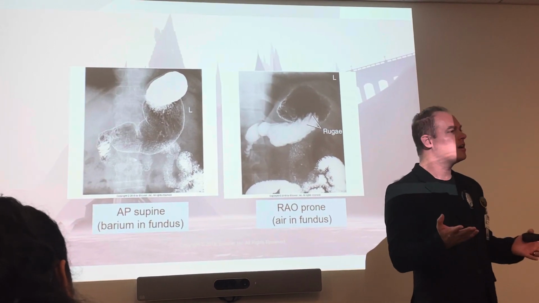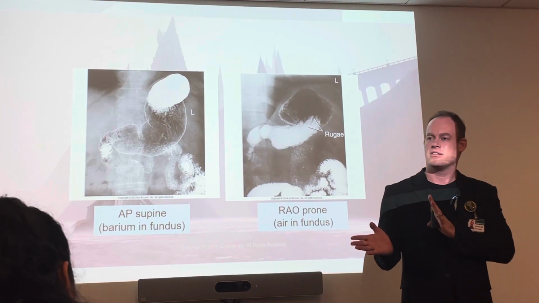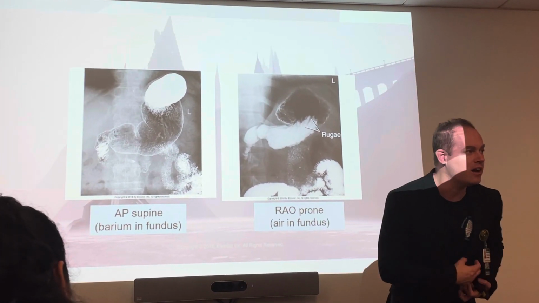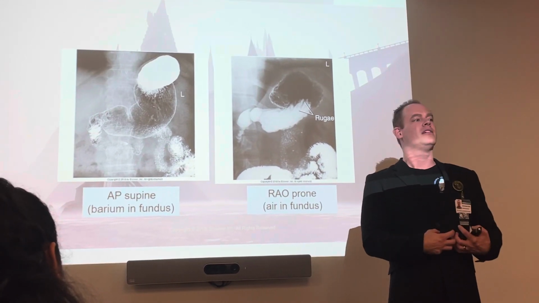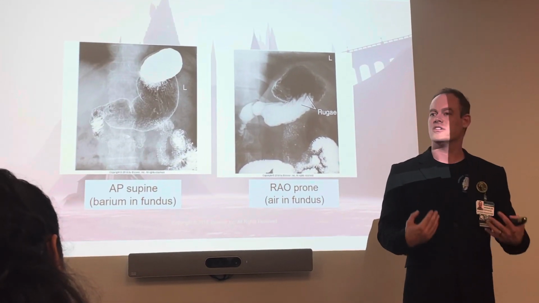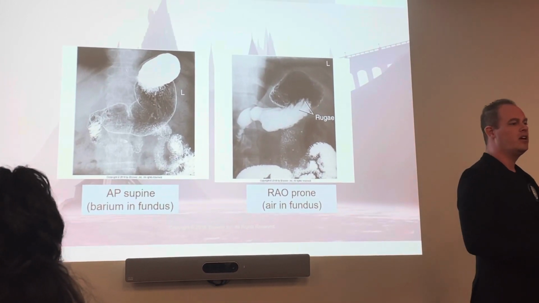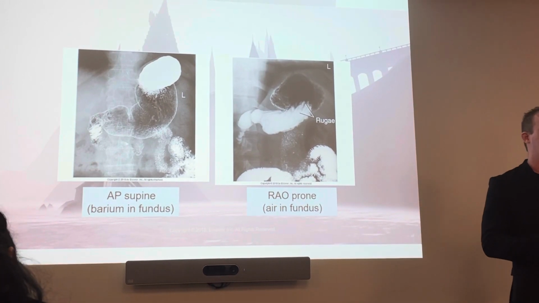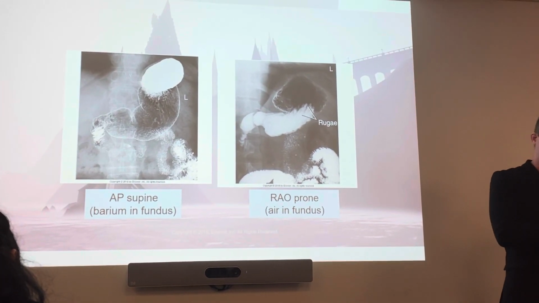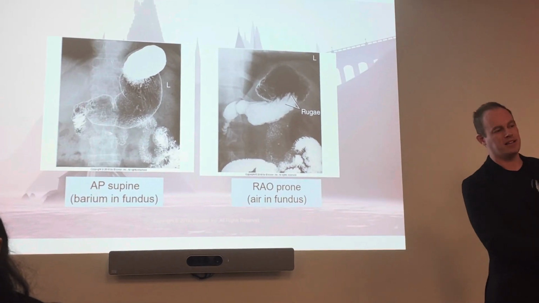Now, one thing to always remember, guys, where the barium is, the opposite area is where the air is. So if I have barium in the body, I have air in the fundus. If I have barium in the fundus, I have air in the body. They're always inverse to each other. Where the barium is, the air is in the opposite location.